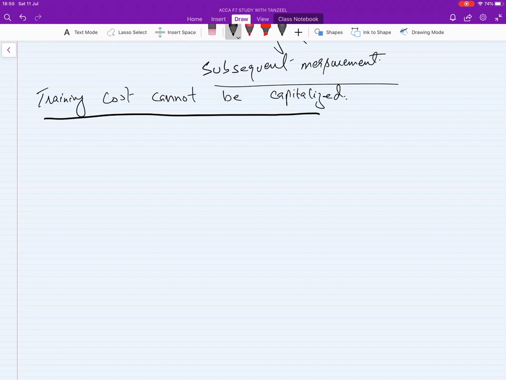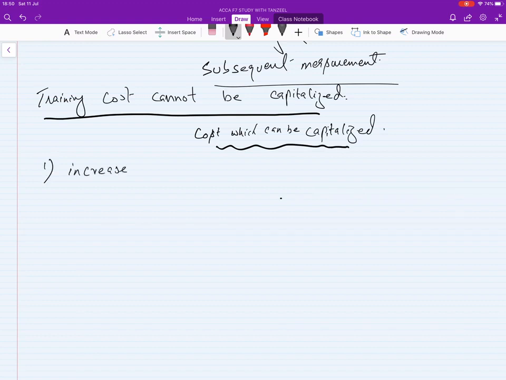What costs can be capitalized? There are three scenarios, three costs that can be capitalized. One, if you spend something which will increase the useful life.